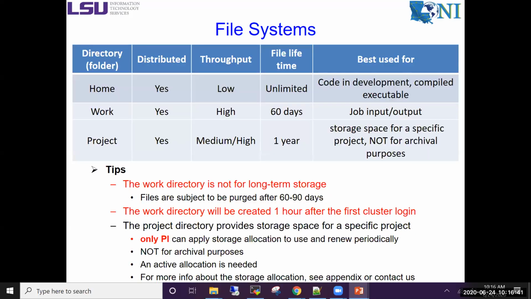So every user will have a home directory for your own code, for your script, for your compiled executable. And your work directory is for job input and output. And please note, the work directory is not for long-term storage. The files in the work directory will be purged after 60 to 90 days. And we do not have a backup for that, okay?